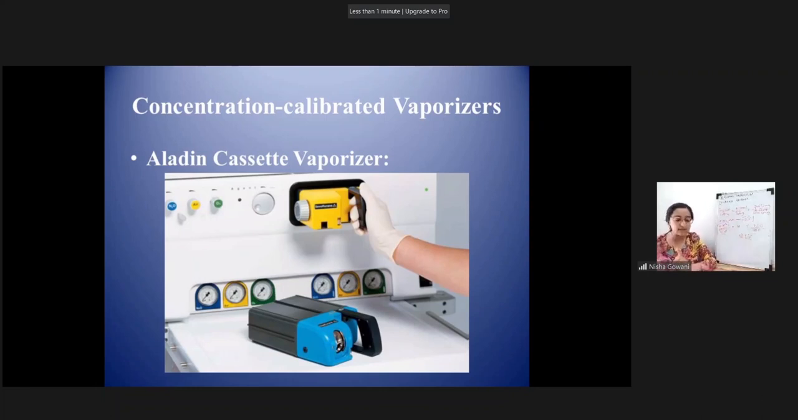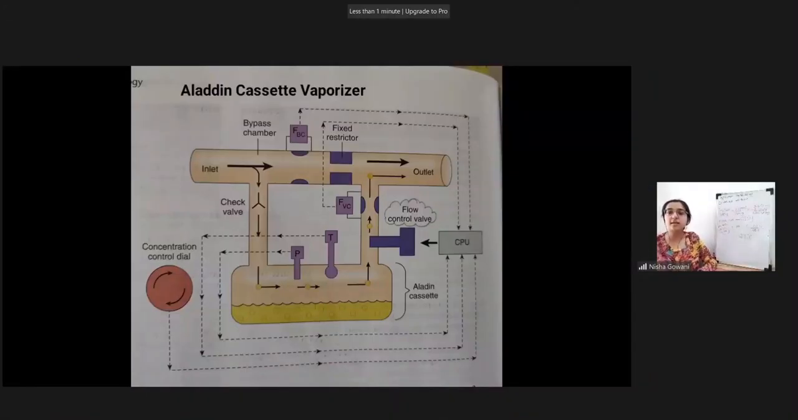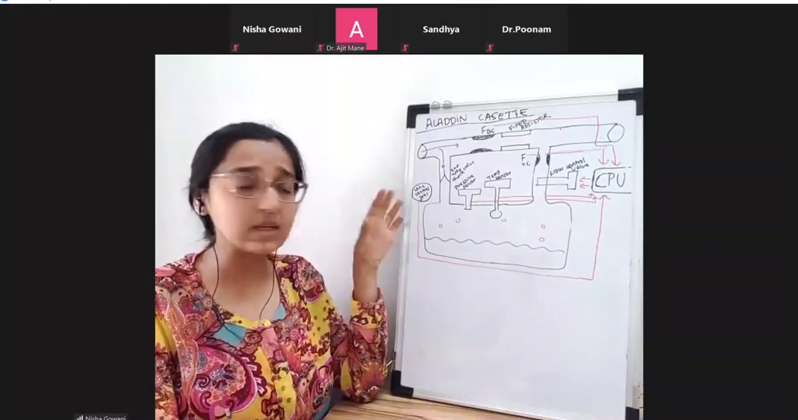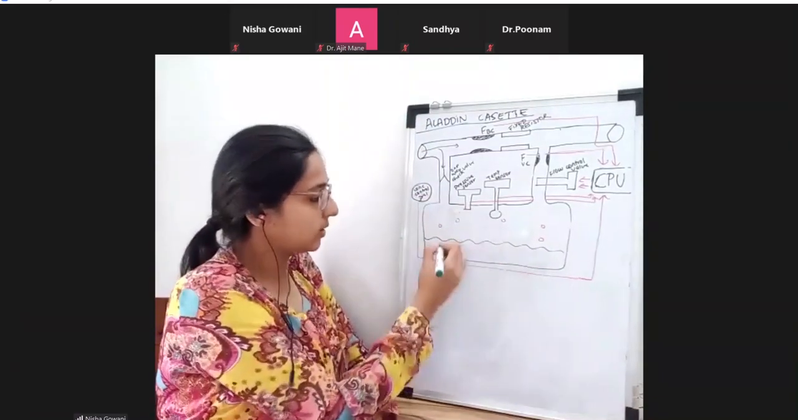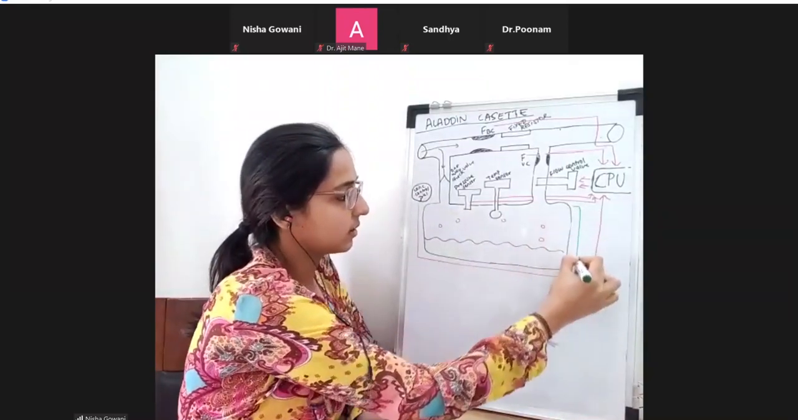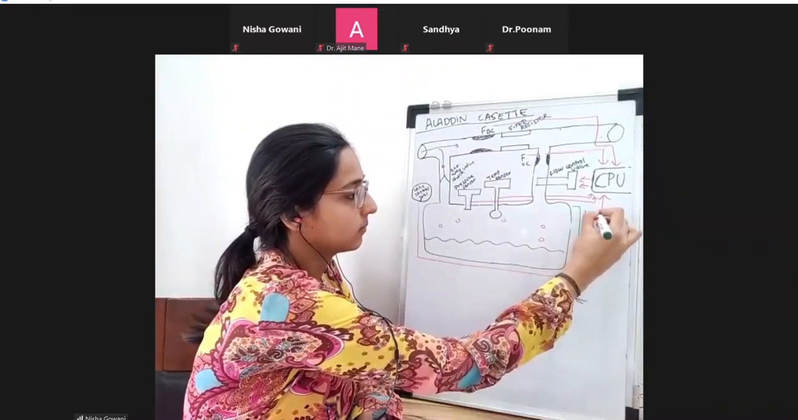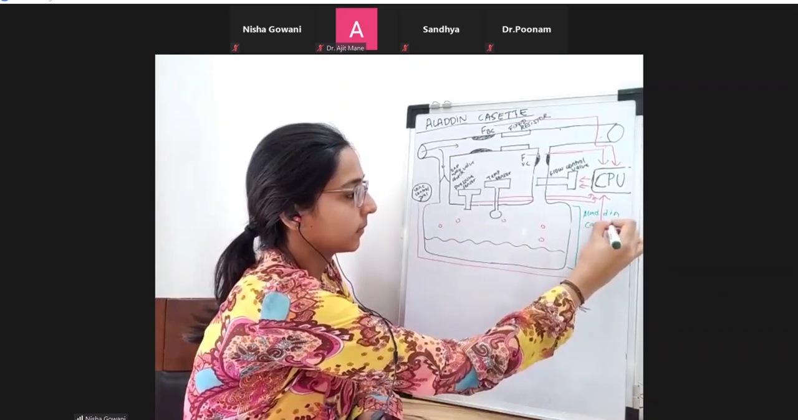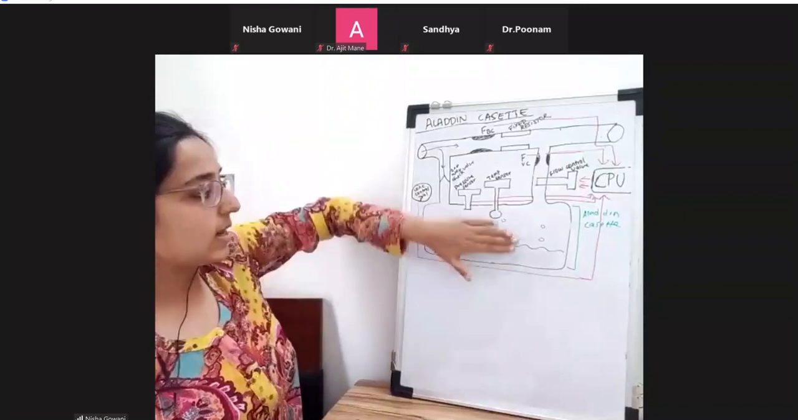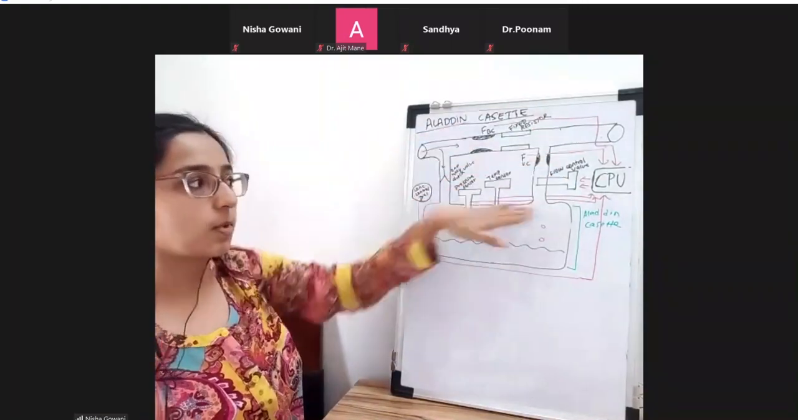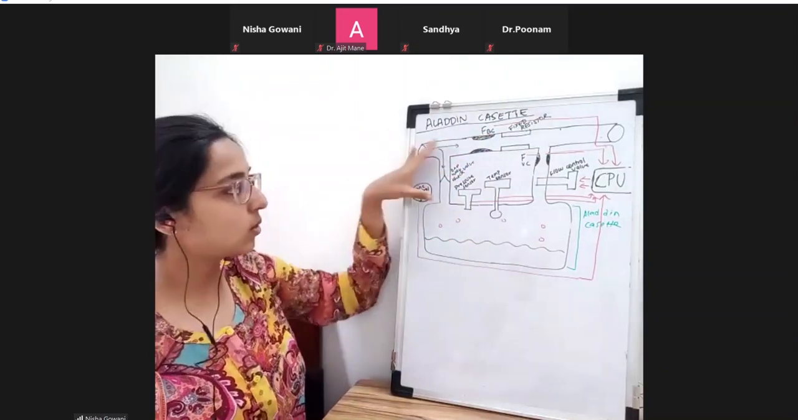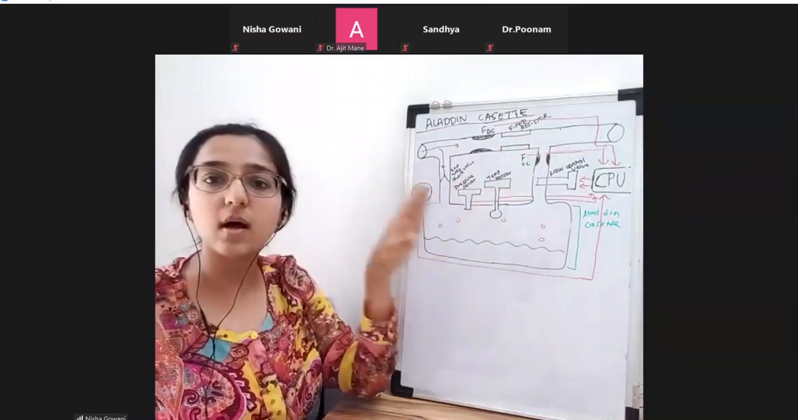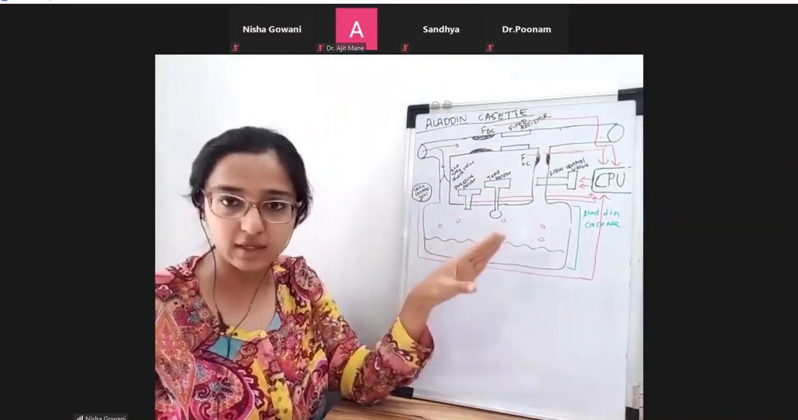Now we'll understand the internal structure of this vaporizer. This is the image of the internal structure of the Aladdin cassette. This box over here is the actual Aladdin cassette, whereas all of this is located inside the anesthesia workstation. What we do is insert the cassette, whereas the overall functional components are common for all the different agents.